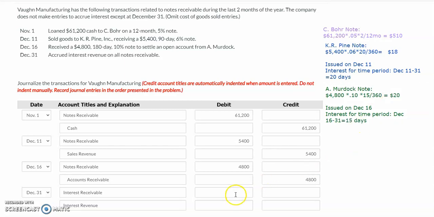So for the interest amount, you're going to add together the amount for our journal entry. We're going to add together 510 plus 18 plus 20. So the dollar amount is going to be $548 that we're going to include as our debit and our credit.